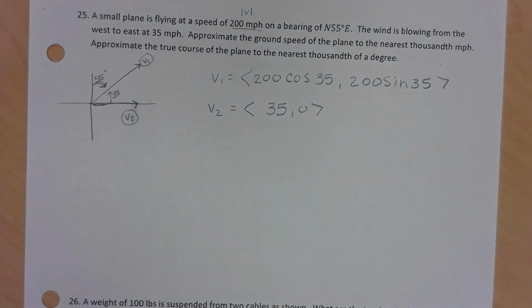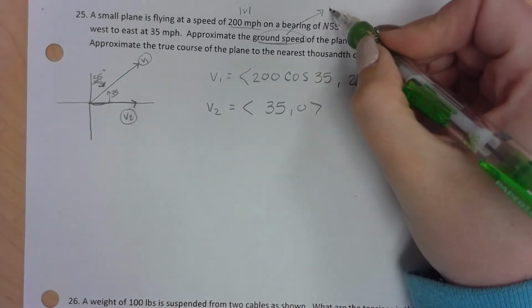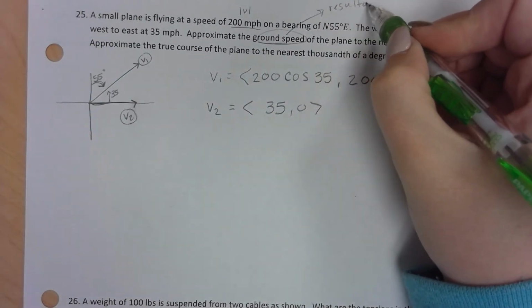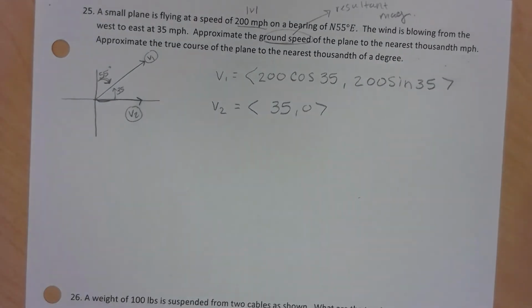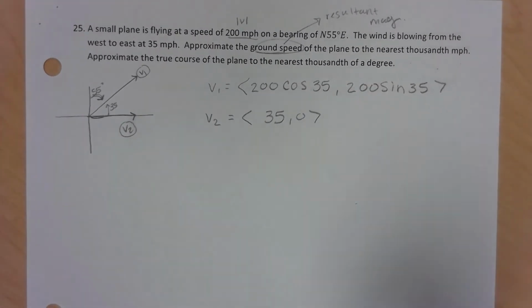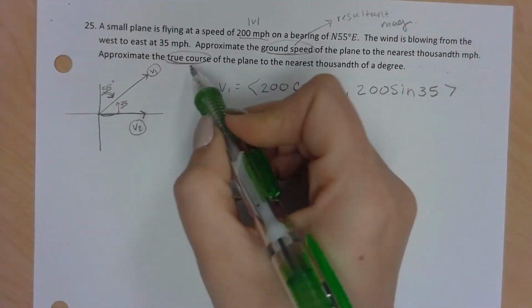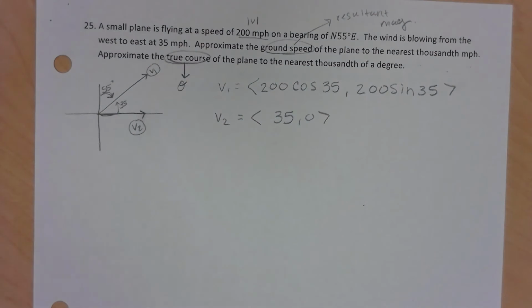Now it wants us to approximate the ground speed to the nearest 1,000 miles per hour. If I want to know the ground speed, that's asking for the resultant magnitude. So I need to find the resultant and then find its magnitude. That would tell me the ground speed. Then it wants us to approximate the true course of the plane. When it's talking about the true course, it's asking for the angle, theta.